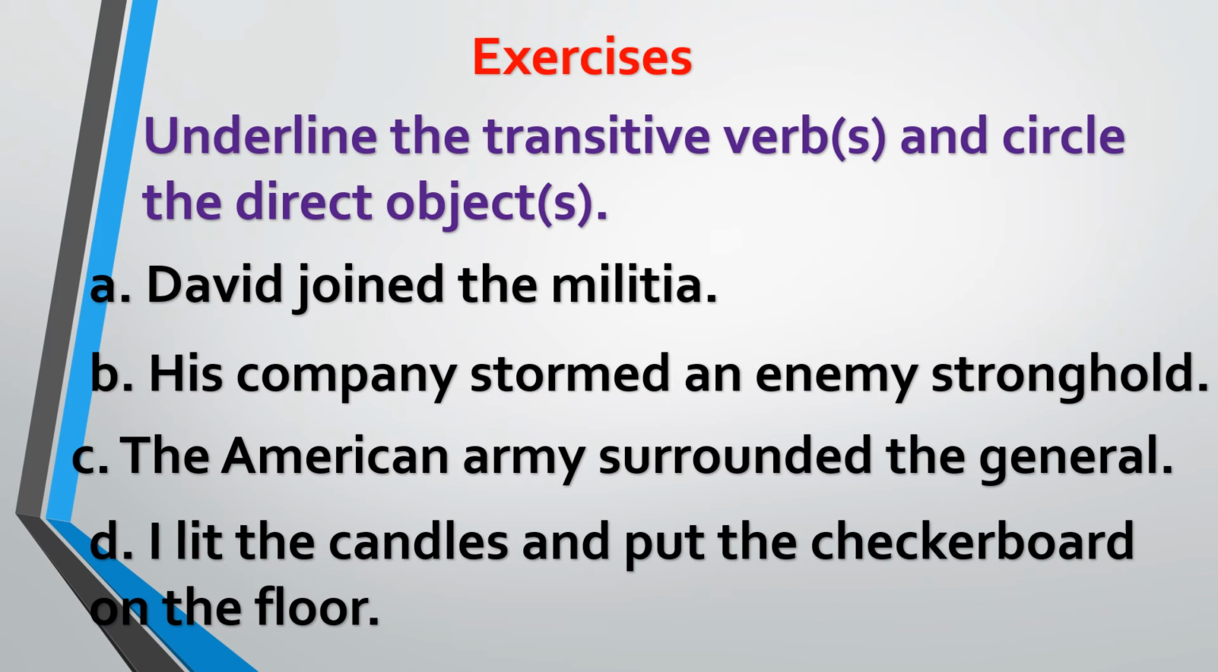We have some exercises here. Underline the transitive verbs and circle the direct object. Letter A, David joined the militia. So David here is the subject. Joined here is the action verb, and the militia here is the direct object. So underline joined because it's a transitive verb and militia here is the direct object.